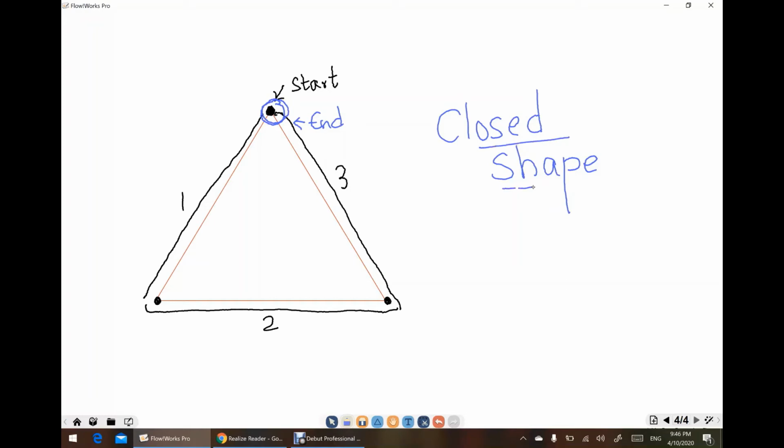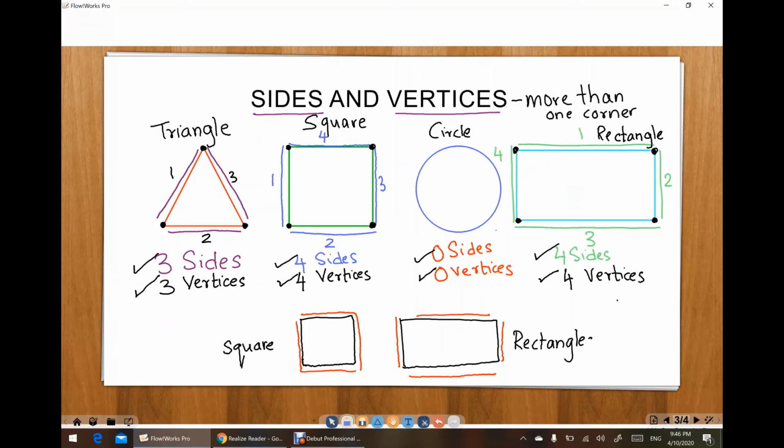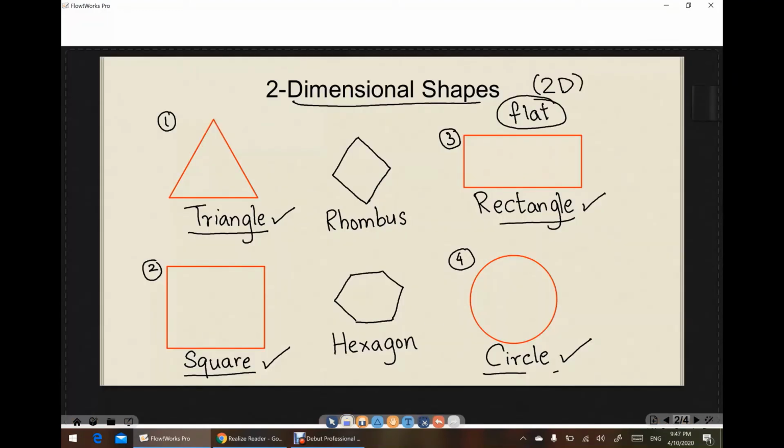Closed shape means the point where you start, and all the way again you come back to the same point without any break. These are called closed shapes. Now when you see this in our previous page here, you see all these are closed shapes.